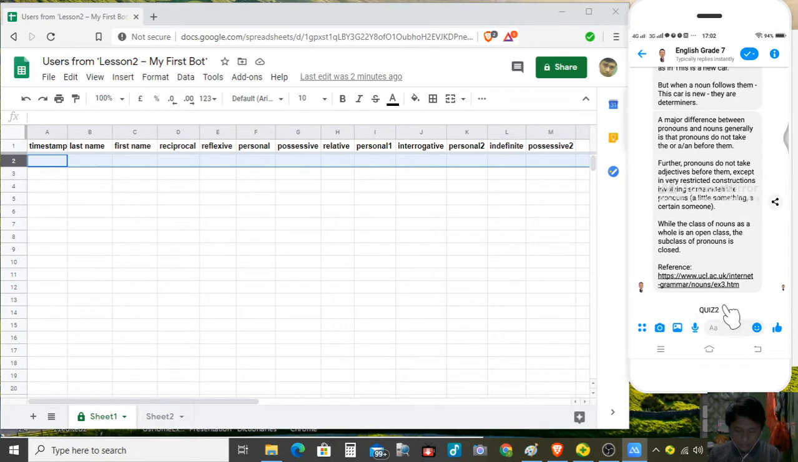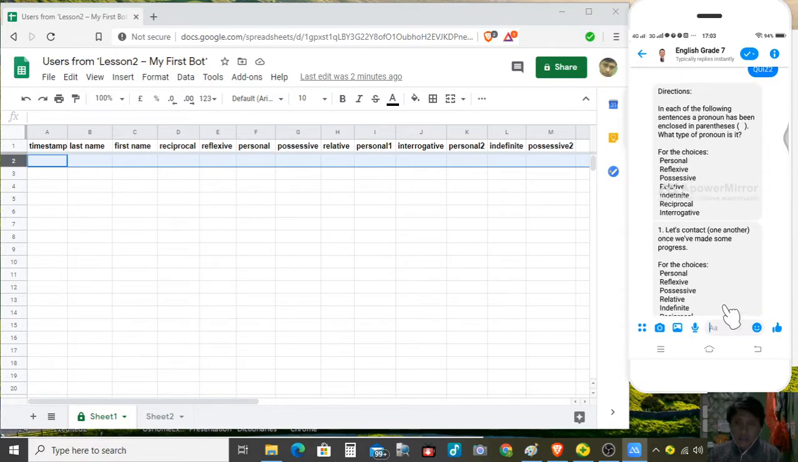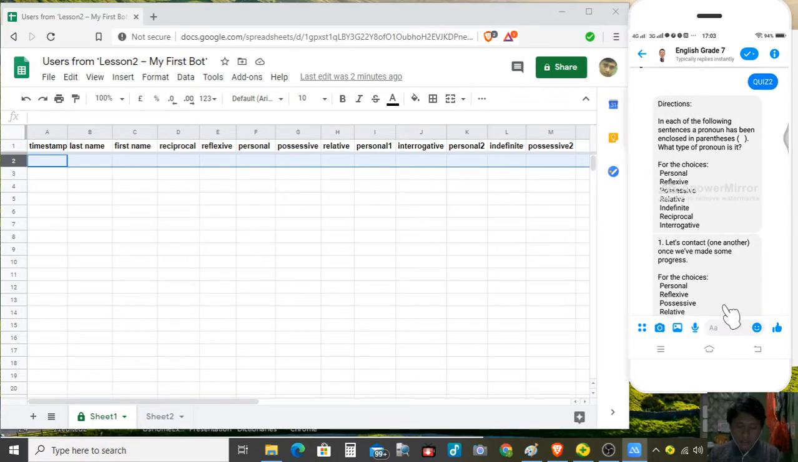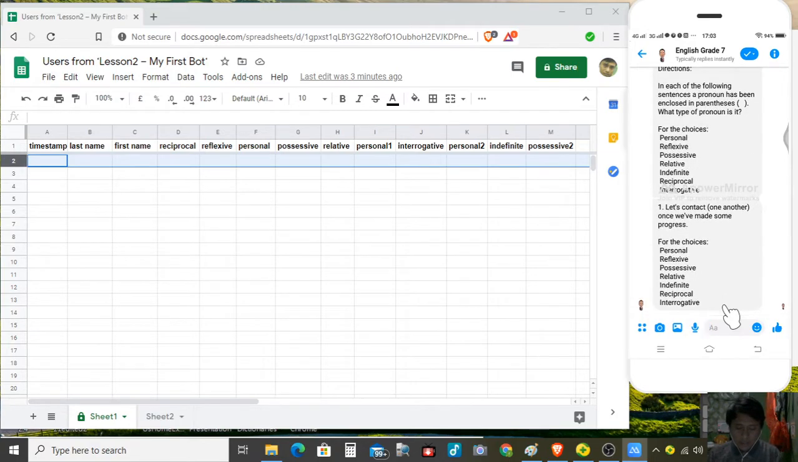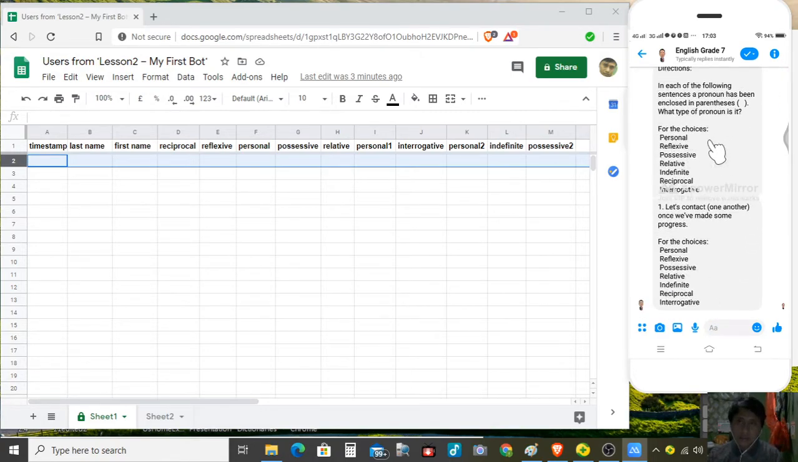Quiz 2. Here in the directions: in each of the following sentences, a pronoun has been enclosed in parentheses. What type of pronoun is it? For the choices, we have personal, reflexive, possessive, relative, indefinite, reciprocal, and interrogative. Wrong spelling is wrong. So we will take it and put it also here. Take note, wrong spelling.